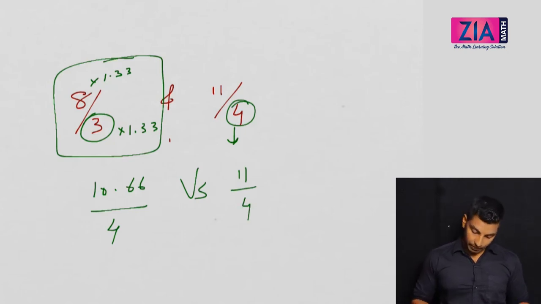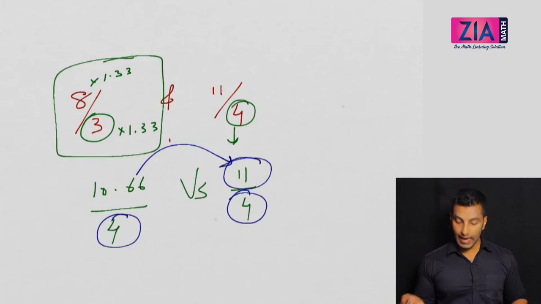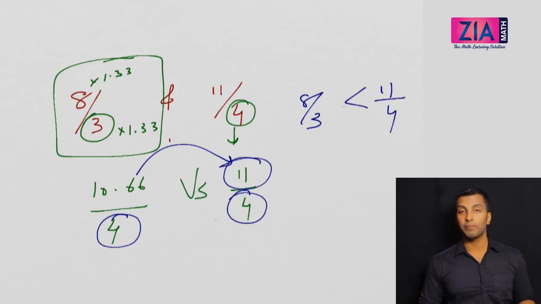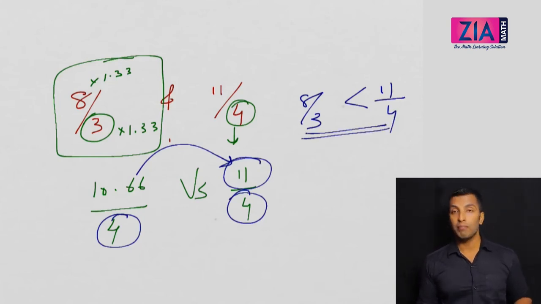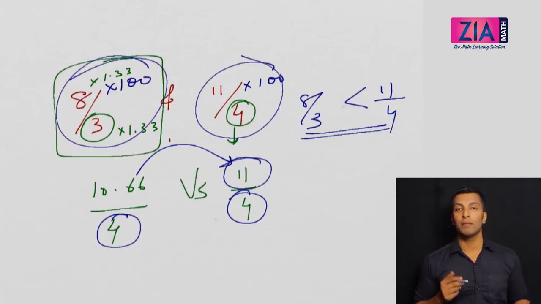If you look here, the denominators are the same. Now you see where the numerator is larger, so here it is larger. So which ratio is greater? This 8 by 3 is less than 11 by 4. So this is one of the methods. Otherwise, what we generally do is multiply this by 100 and this also by 100. So effectively you are converting this to a percentage and this also to a percentage. Then you see where you get the higher percentage.